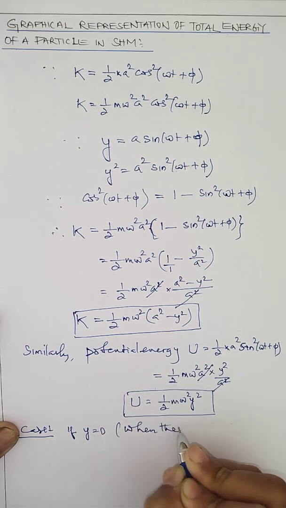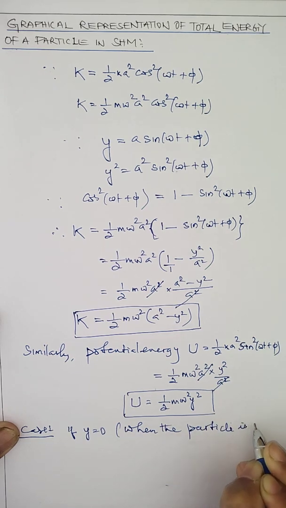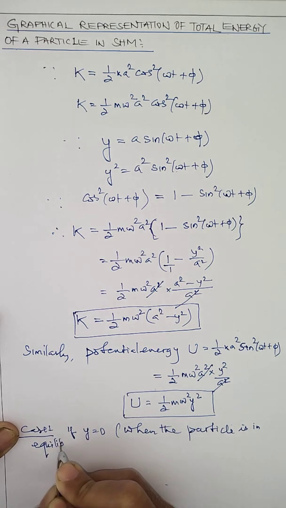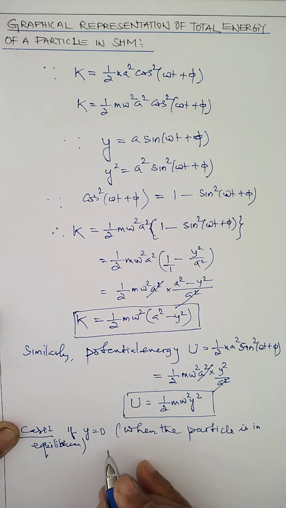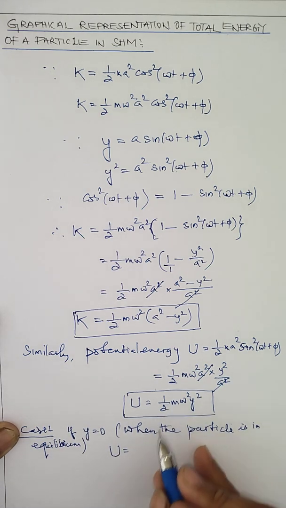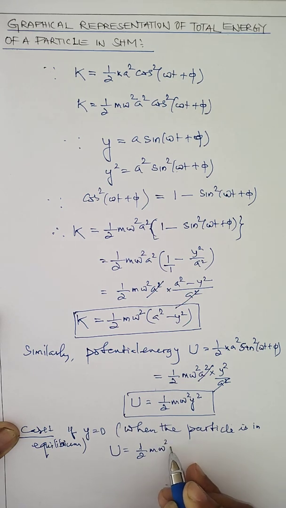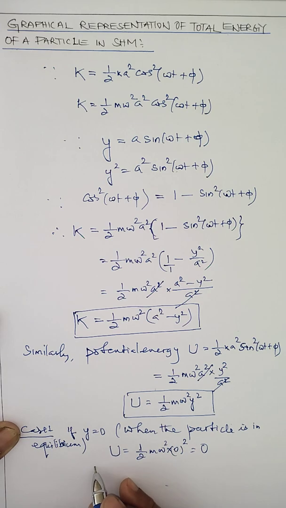When the particle is at the equilibrium position or mean position, then we can calculate the potential energy. Your potential energy will be how much? Simply half m omega square. Now displacement is 0, so you have 0 square, and any quantity multiplied by 0 is 0 only. So U equals 0.